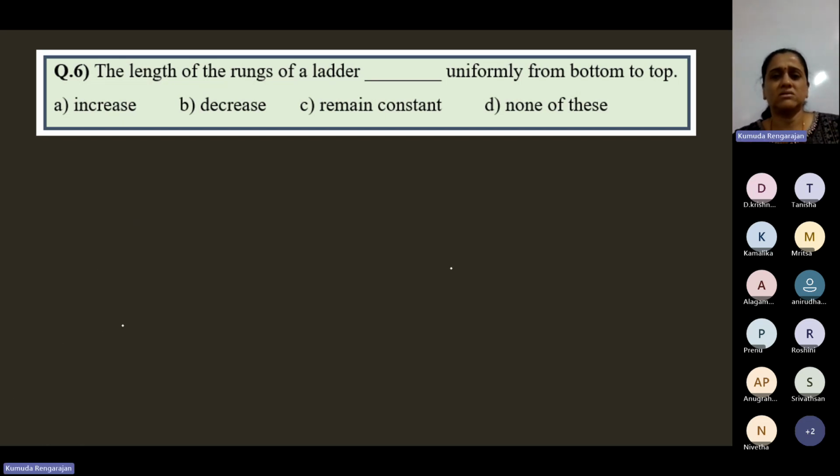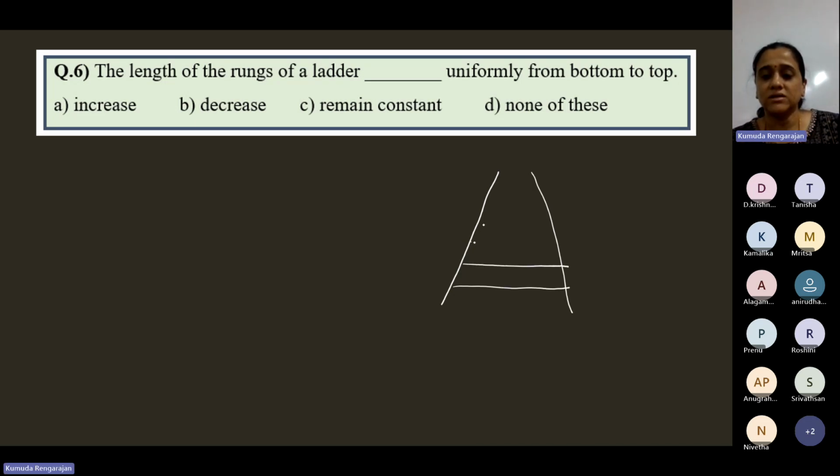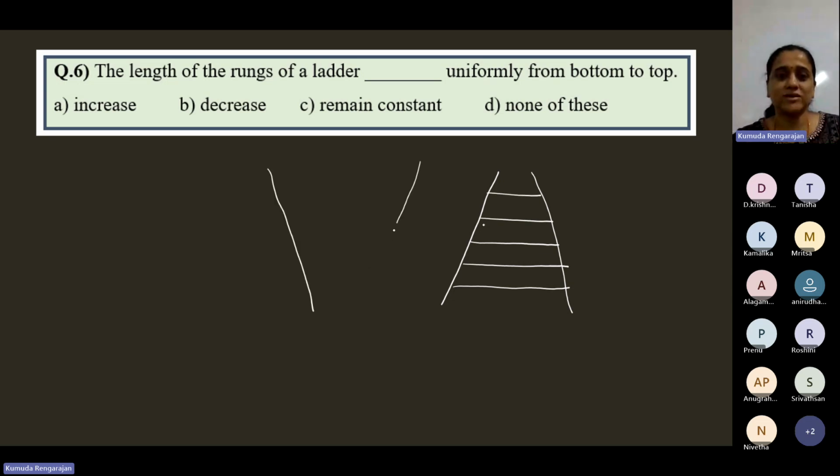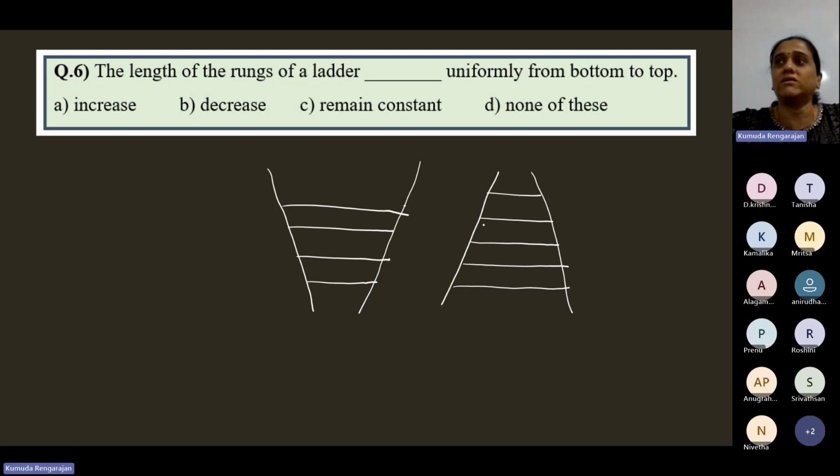See, the ladder can be like this, the rungs of the ladder like this. These are the rungs, the steps in the ladder. The ladder cannot be like this, or if there's a ladder, you cannot use it like this. Because then how will you hold?